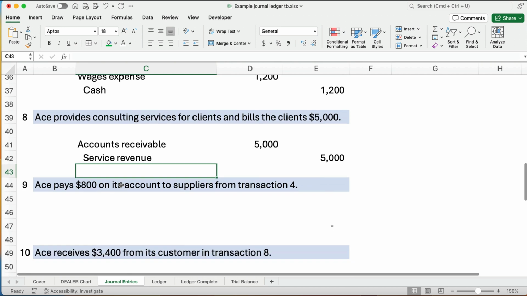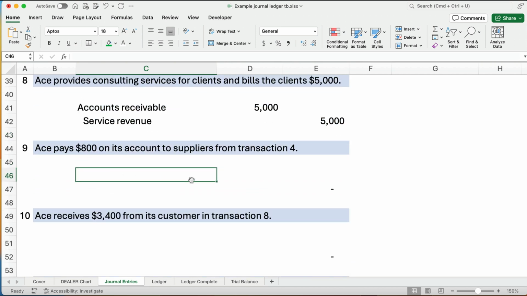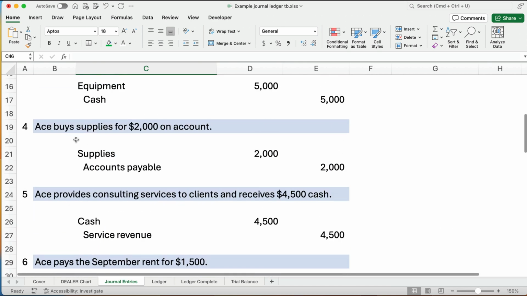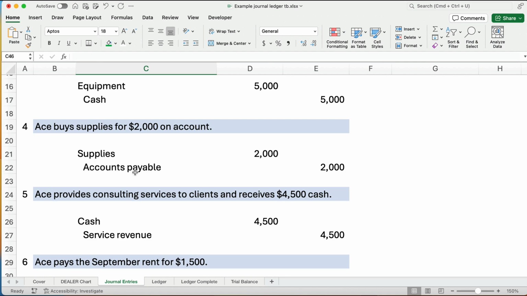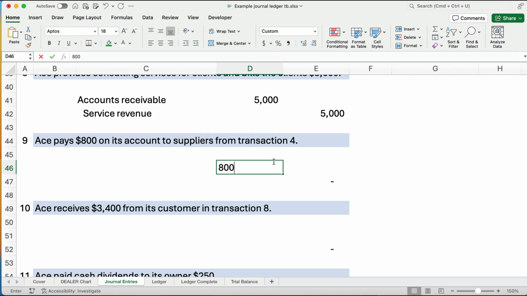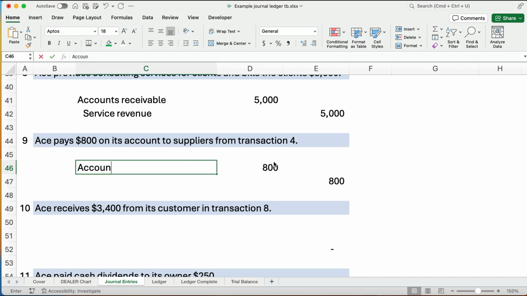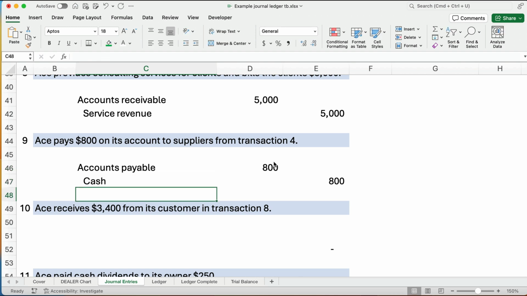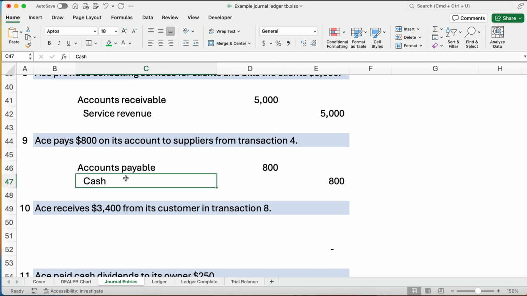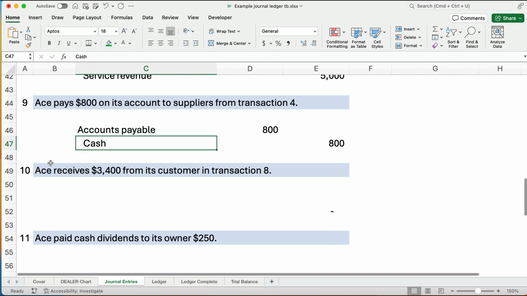Number 9, ACE pays $800 on its accounts to the suppliers from transaction 4. Okay, we owe money. Let's go way back up here to number 4. We bought supplies and we have accounts payable. We bought supplies without having to pay cash, so we'll pay cash. And how much is the amount? We're paying $800. So the transaction amount is $800. We're going to debit accounts payable and credit cash. This shows we've taken cash and paid off accounts payable. Accounts payable is a liability that goes down. Cash is an asset that goes down.